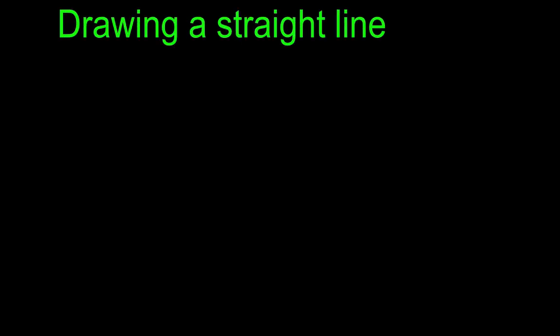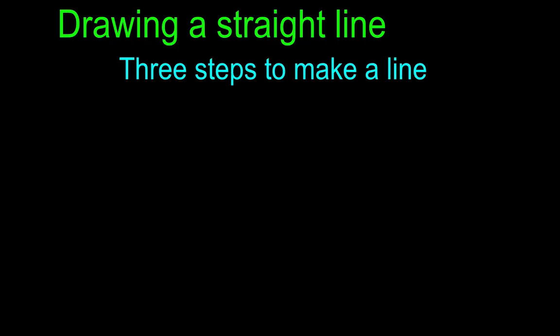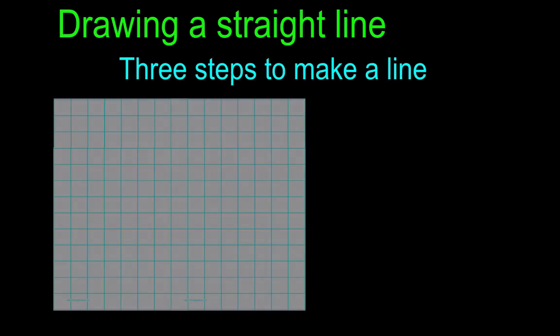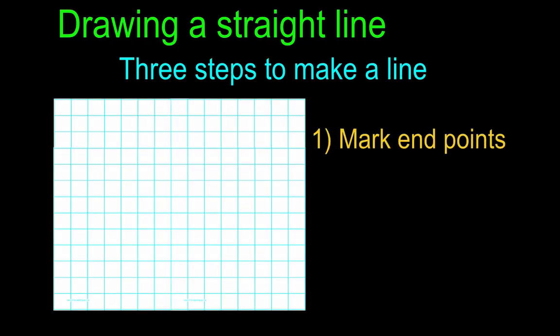So first of all, we're going to go over a basic strategy of drawing a straight line. You might think that's kind of silly, but this is something that will work even if you don't have a ruler. And when you do have a ruler, it still guarantees a nice straight line. First we're going to go through 3 steps. First step, you're going to mark the endpoints. So wherever you want your line to be, you're going to mark those 2 endpoints.